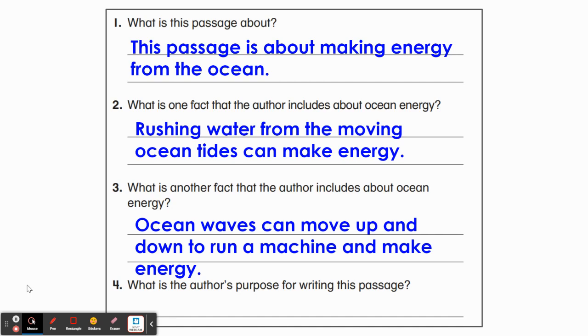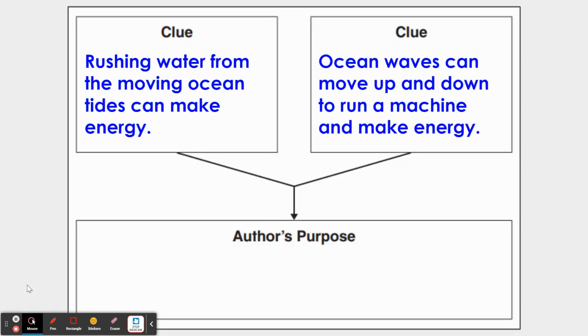Finally, number 4. What is the author's purpose for writing this passage? Well, I'm going to plug my information into my graphic organizer. Now, you do not need to do this. We are just using this as an example. I took my 2 clues that we just wrote down, that rushing water from the moving ocean tides can make energy, and that ocean waves can move up and down to run a machine and make energy. Those are 2 clues or facts I learned from this text.